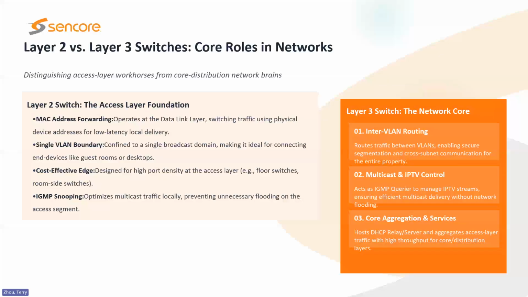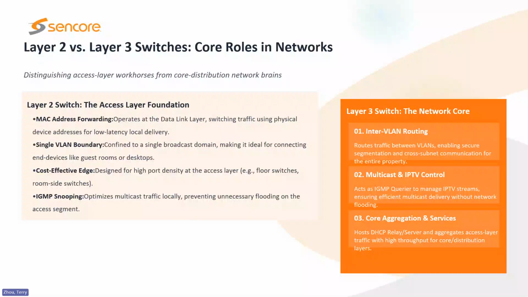So typically, a layer 2 switch is used for each floor, so it's used as the access layer switch. You can do MAC address forwarding, because layer 2 is managed by MAC instead of IP. It works like a data link layer.